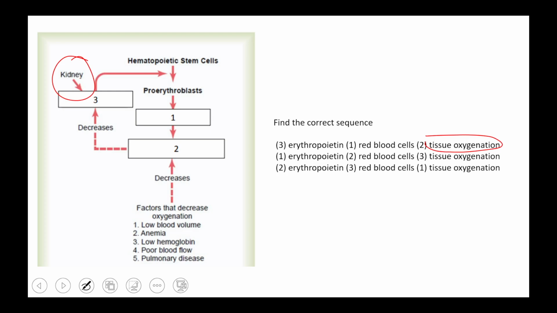The kidney produces erythropoietin, which acts on hematopoietic stem cells, particularly on the pre-erythroblasts. And what do pre-erythroblast cells do? They increase the production of red blood cells, RBCs. That further increases tissue oxygenation, and when tissue oxygenation is increased, there is a signal to decrease erythropoietin production by the kidney. I hope everything is clear. If you have any doubt, please ask me.